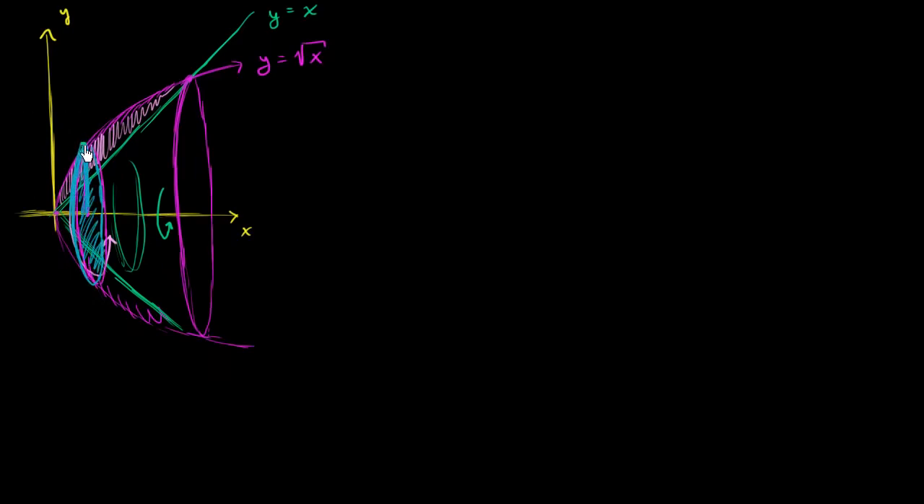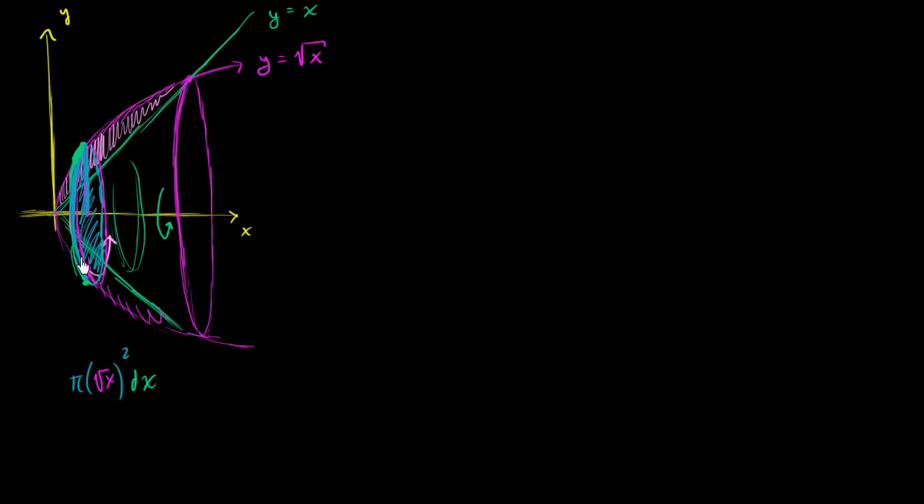It's going to have a depth of dx. We've seen this multiple times. So the volume of this disk is going to be our depth, dx, times the area of the face. The area of the face is going to be pi times the radius squared. The radius is going to be equal to the value of the outer function. In this case, it's square root of x. So it's going to be pi times our radius squared, which is pi times square root of x squared.